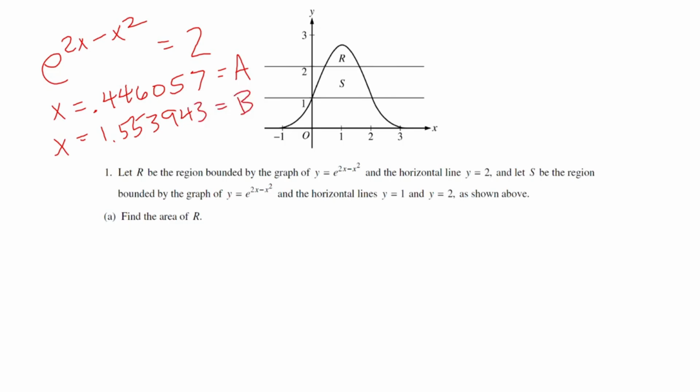And if we want to find the area of region R, well, we just have to do the upper function minus the lower function integrated from A to B. Well, the upper function is clearly e to the 2x minus x squared. We'll subtract 2 from it, and then throw our dx off of there and integrate and get a value.